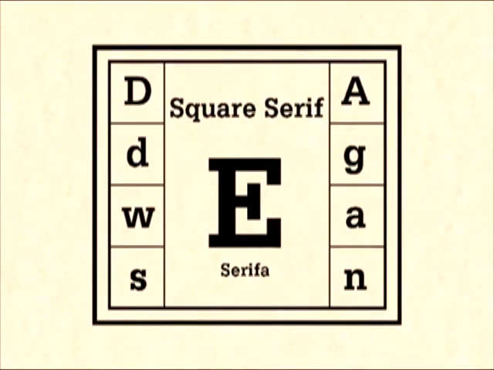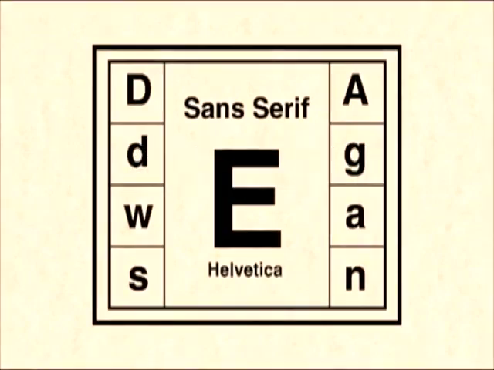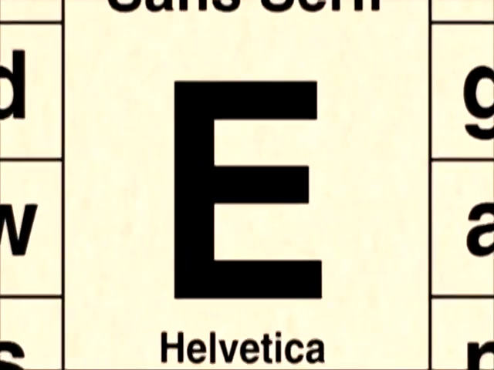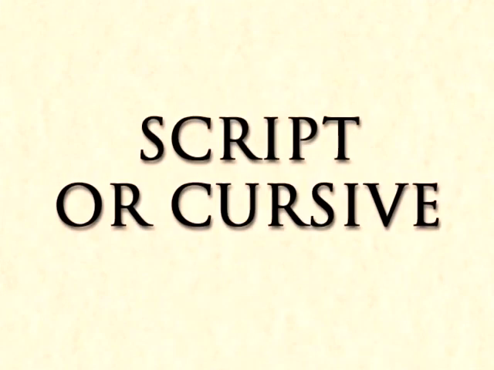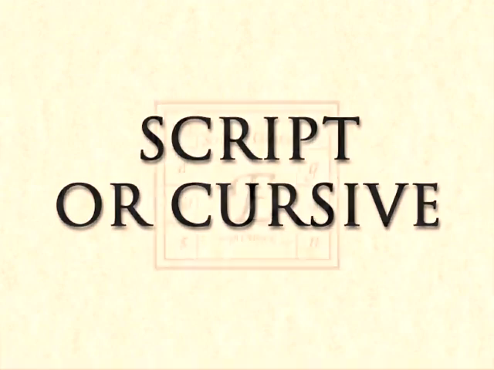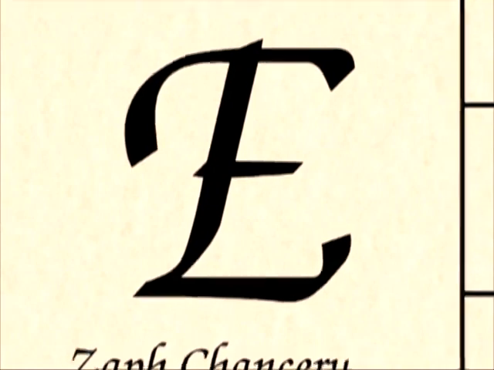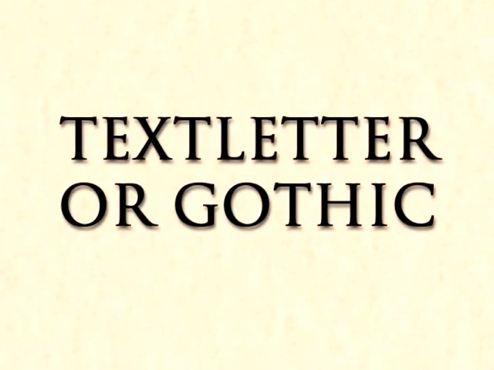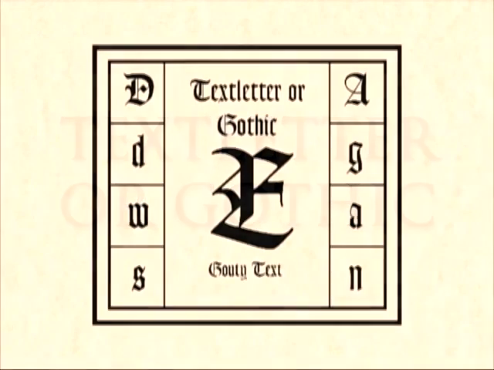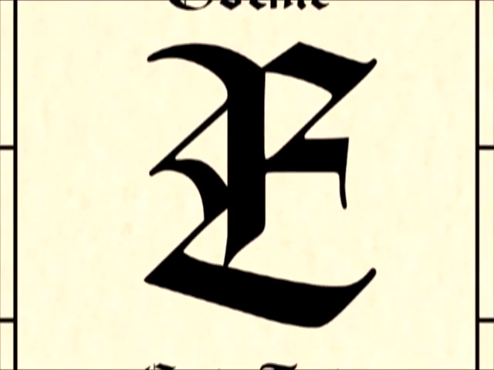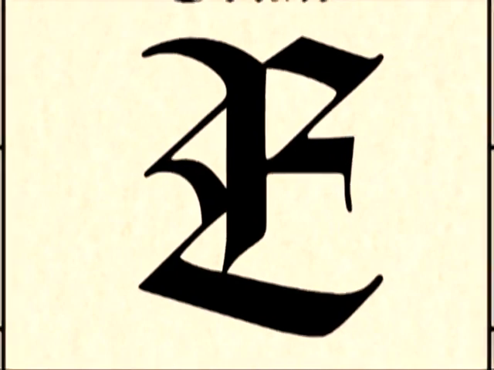Square serif type has blocky serifs. All elements of the type are usually the same thickness. Sans serif type does not have serifs. Usually, all of the elements of this style of type are the same width. Script and cursive typefaces were developed to resemble handwriting. Text letter or Gothic type is the style of type used by Gutenberg and by scribes of that time period.